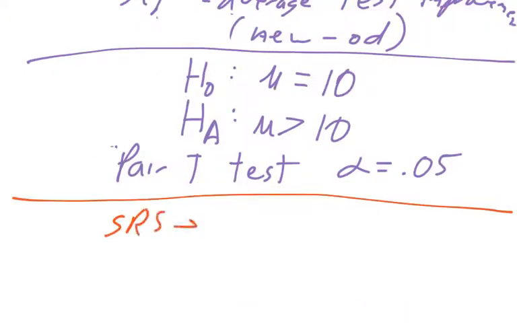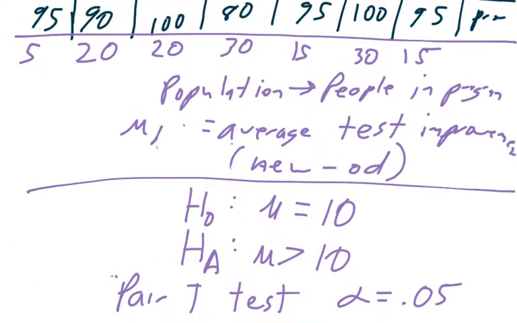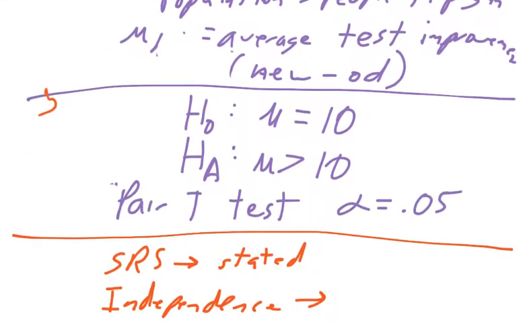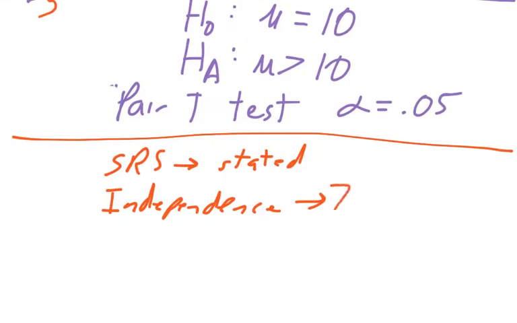Okay, this was an SRS because we stated that. At least I think I stated that out loud. Independence. Well, how many people did we test? 1, 2, 3, 4, 5, 6, 7. So 7 times 10 equals 70, which is less than the total number of participants.